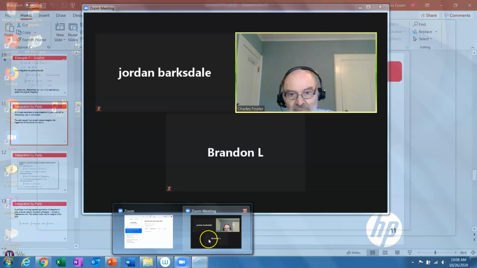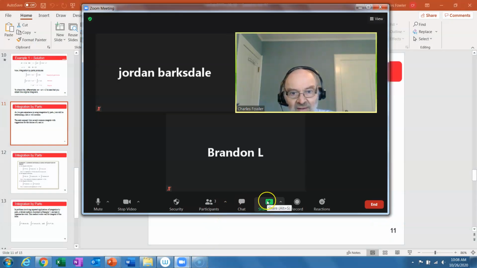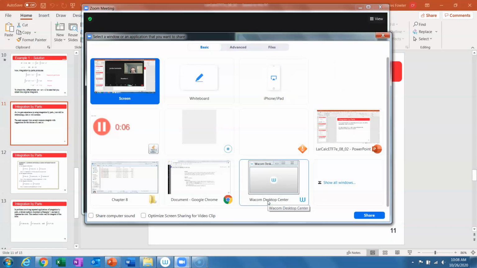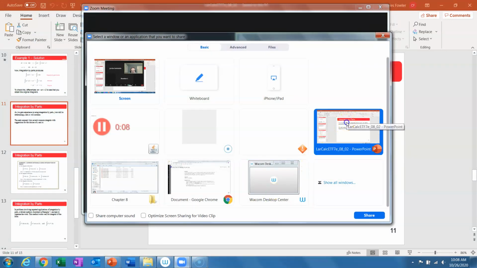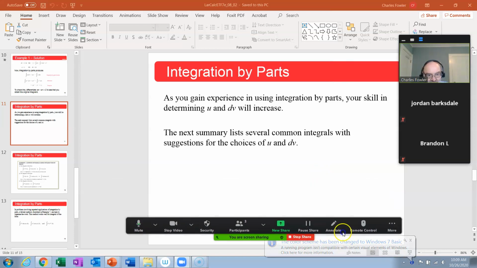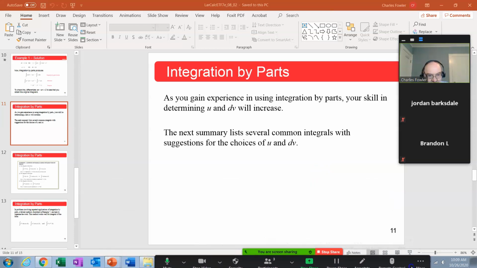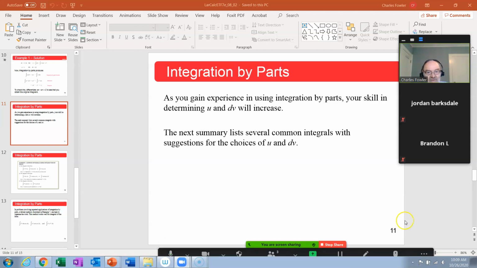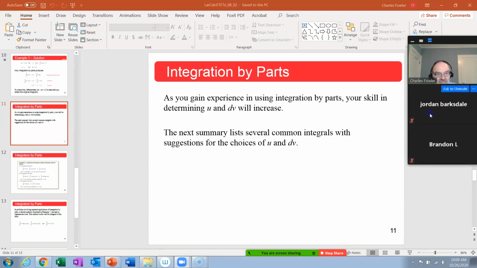Get Zoom set up. Sorry about that. I should have had this on already so you could be helping me watch. Okay, so let me do my moving around. You can't see it, but I'm having to adjust the thing. Let me just get Jordan moved over. Okay.